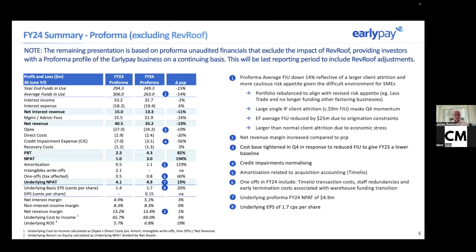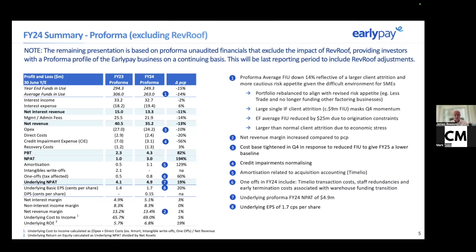The total funds in use fell by 14%. That's the average funds in use for the year. This reflects a number of factors, including rebalancing the portfolio to be more in line with the board's risk appetite, larger than normal client attrition due to economic stress, and also the asset class parameter in equipment finance that I mentioned before really affected the amount of originations that we could do. And the nature of the equipment finance book is that it pays down every month, it runs off. So we were originating less than the runoff amount. So the book went backwards in terms of funds in use.